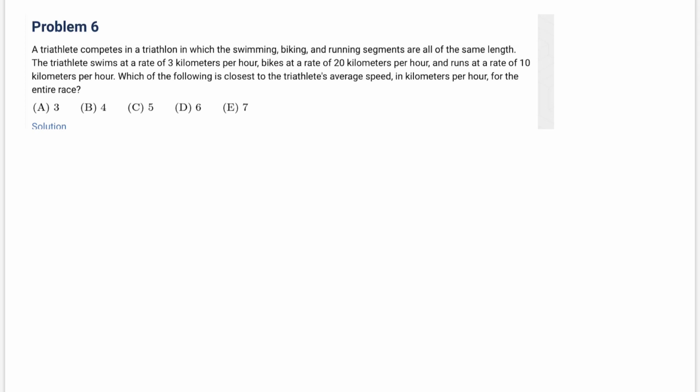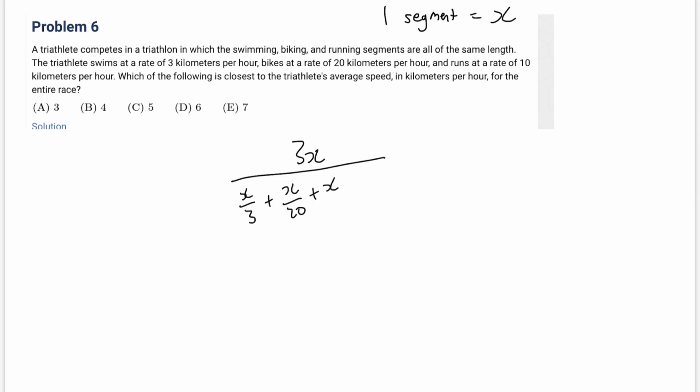So since they are all the same length, then let's say that one segment has length x. Okay, so the total length would be 3x, and then since we want the average speed, we'll divide this by the time. The total time is x over 3 plus x over 20 plus x over 10. This equals 3x over 60, and then 20x plus 3x plus 6x.